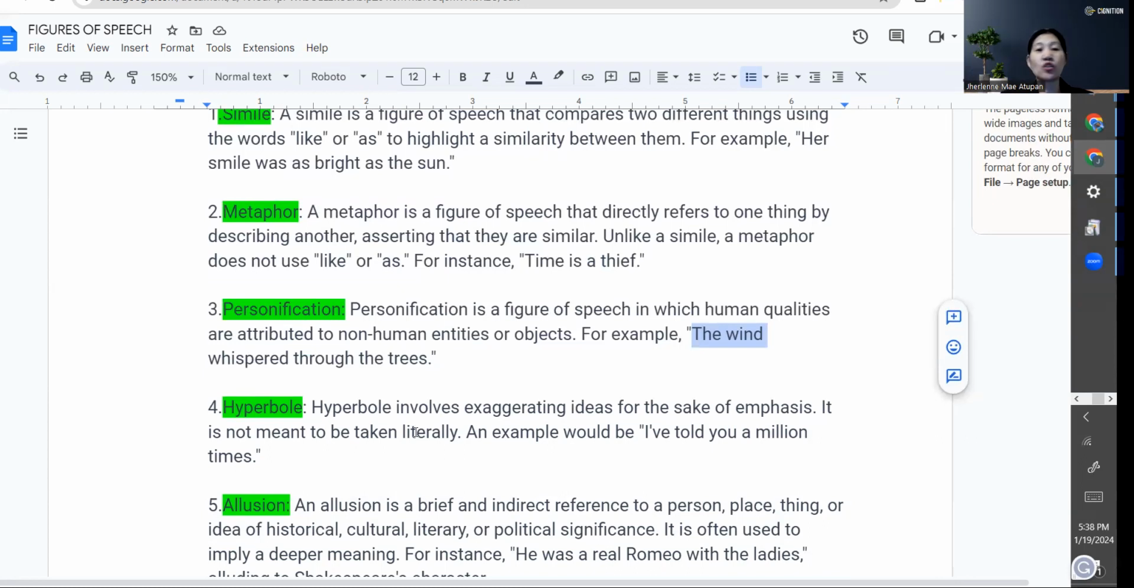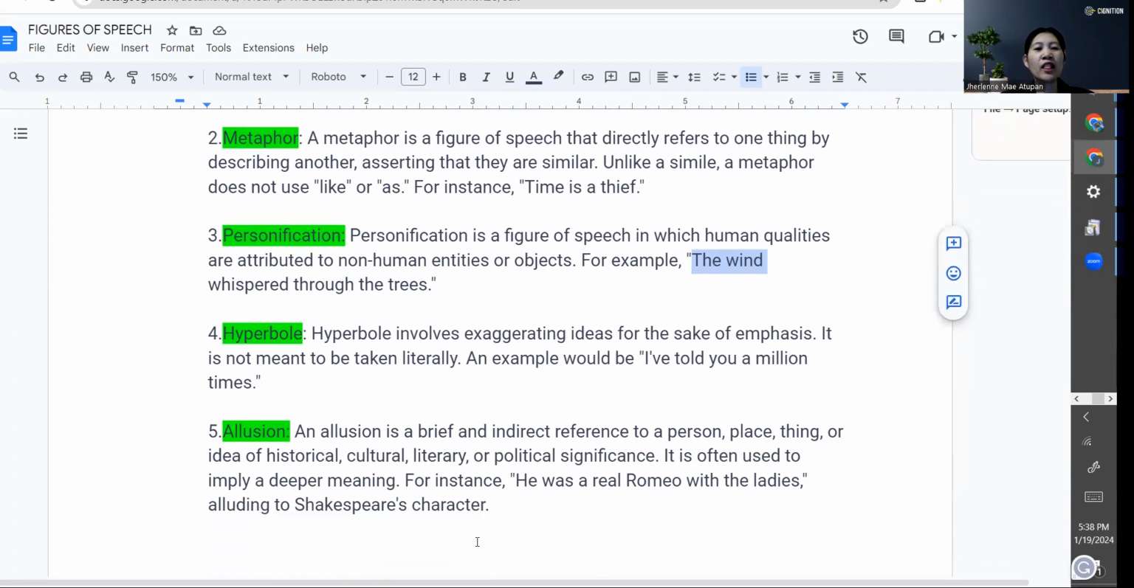Hyperbole involves exaggerating ideas for the sake of emphasis. Just like this example: I've told you a million times. Do you think you already told a million times? You counted it? No, but many times, right? So that is hyperbole. And the last one here, allusion. Allusion is a brief and indirect reference to a person, place, thing, or idea of historical, cultural, literary, or political significance. Like, he was a real Romeo with the ladies, alluding to Shakespeare's characters.